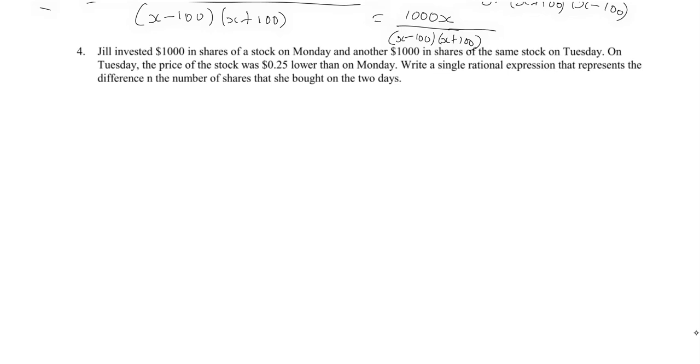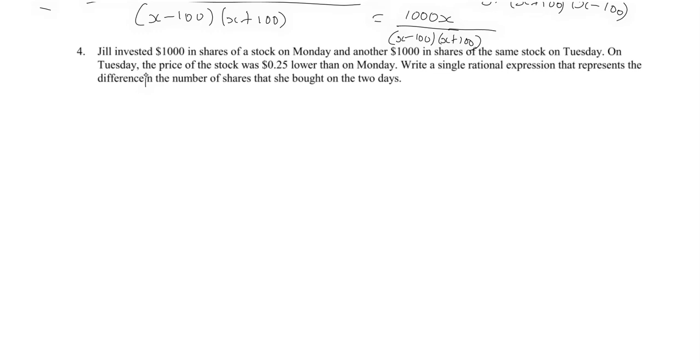Jill invested $1,000 in shares of a stock on Monday, and another $1,000 in shares of the same stock on Tuesday. On Tuesday, the price was 25 cents lower than on Monday. So she'll get more shares on Tuesday, right? Because it costs less money, so she'll be able to buy more shares. Write a single rational expression that represents the difference in the number of shares that she bought on the 2 days. So she would have bought more shares on Tuesday, right? It's cheaper, so she buys more shares.